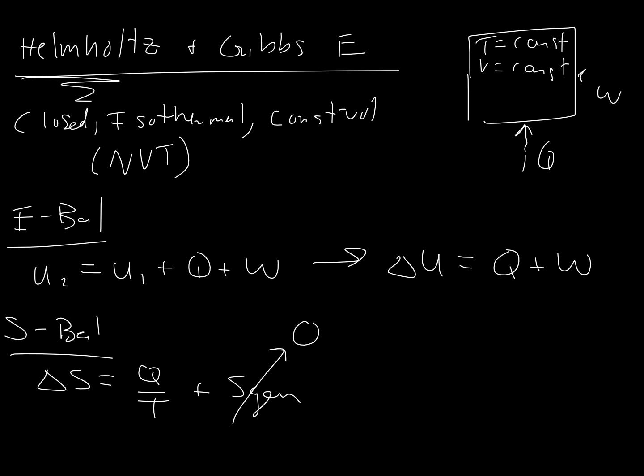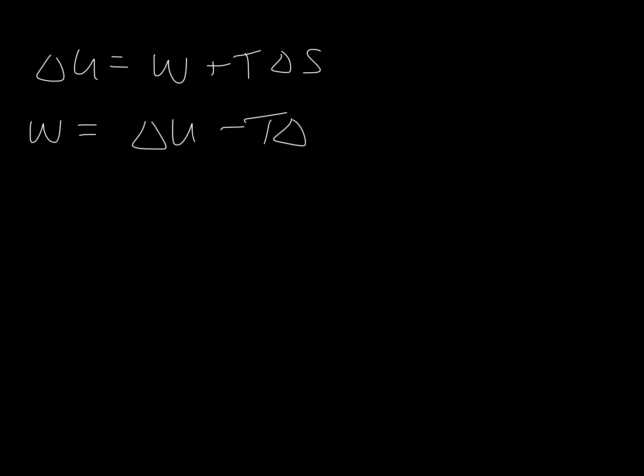So what we'll do now is substitute the entropy equation into the energy equation. In this case, we have that delta S is equal to Q over T, or Q is equal to T times delta S, which we can then substitute directly into there. And we will get that delta U is equal to W plus T delta S. Hopefully things should start to look somewhat familiar now, and that the work we could rearrange is equal to delta U minus T delta S.